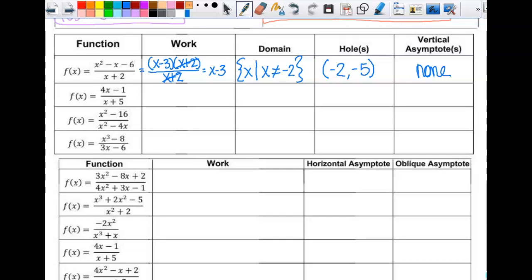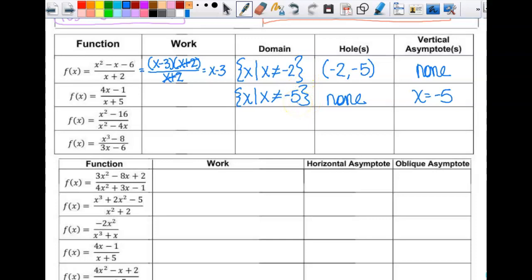This next one, I don't need to do any work because I don't need to factor. There's nothing to factor, and it doesn't simplify, so there's no work there. I don't have any holes, I know that, but I do have a vertical asymptote at x equals -5, and that's what affects my domain. So my domain is a set of all x's such that x cannot equal -5.